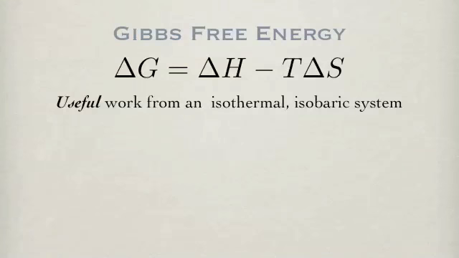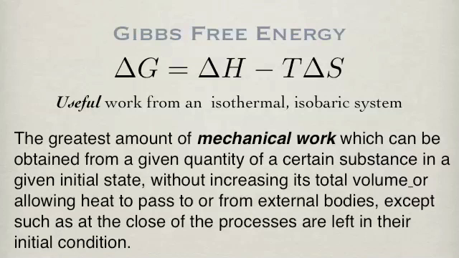The Gibbs free energy is the thermodynamic quantity that represents the useful work from an isothermal, isobaric system. Gibbs defined it as the greatest amount of mechanical work which can be obtained from a given quantity of a certain substance in an initial state, without increasing its total volume or allowing heat to pass to or from external bodies, except such as at the close of the processes are left in their initial condition.